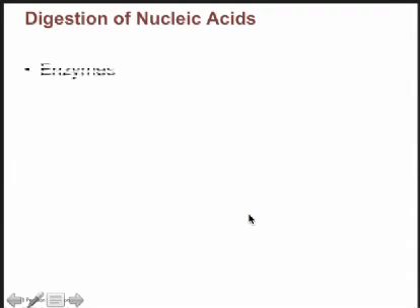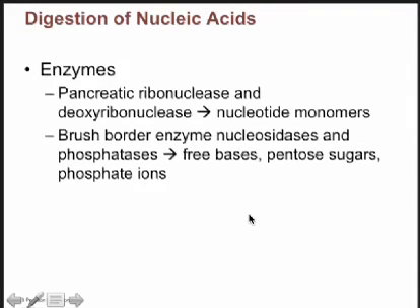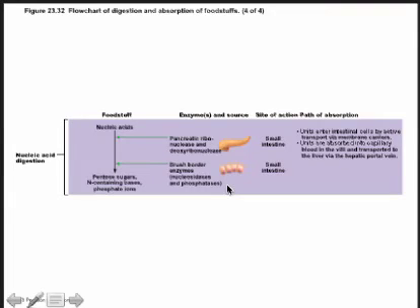Nucleic acids are digested by enzymes such as deoxyribonucleases and ribonucleases. These are synthesized by the pancreas, and they break down this material into monomers. Brush border enzymes are also active in this regard. They are capable of breaking the sugar phosphate backbone in RNA and DNA and generating now the free bases and the ribose or deoxyribose sugars and the phosphate ions that are now going to be absorbed into the capillaries and from there head to the liver.